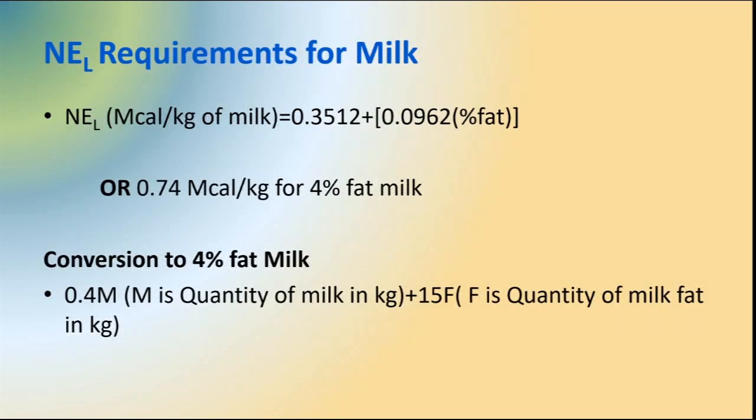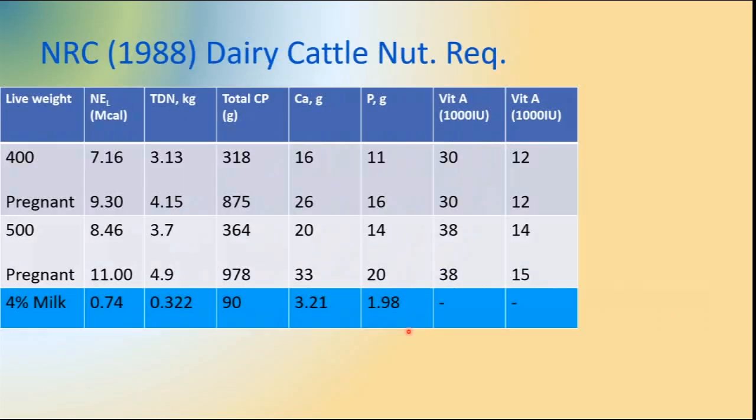Milk net energy for lactation requirement for milk. Here is the formula for calculating, or simply you can use the value of 0.74 megacalorie per kg of 4% fat corrected milk. If you have milk that contains different percentages of fat, like 3% fat or 6% fat, then you can use this formula: 0.4 M plus 15 F, where M is the quantity of milk in kg and F is the quantity of milk fat in kg. So this formula will help you to calculate for any quantity of butter fat in milk.